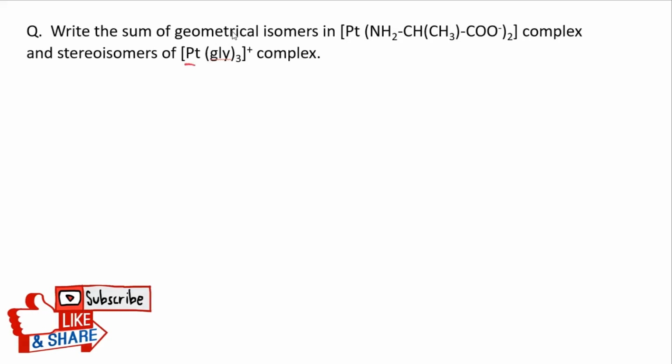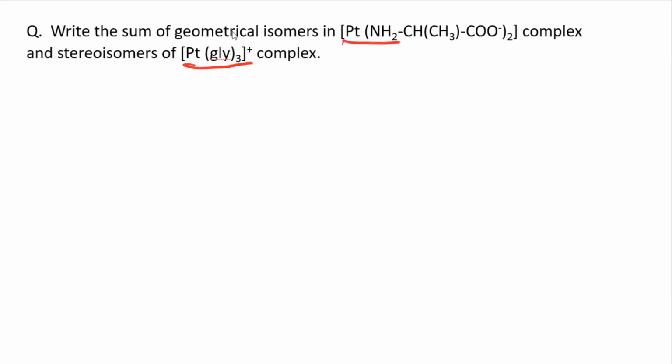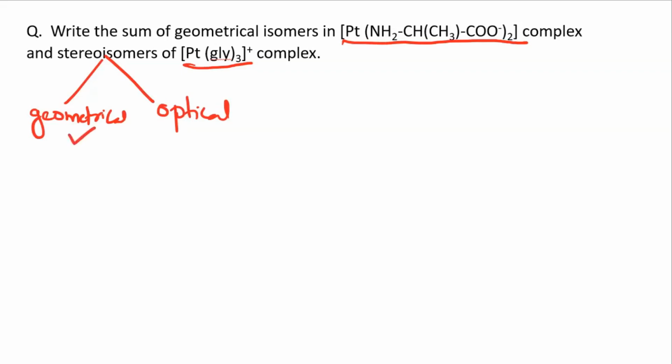So we have two complexes of platinum. For the first complex we need to find the geometrical isomers, and for the second complex we need to find the stereoisomers. Stereoisomers include geometrical as well as optical. So for the second complex we need to find geometrical as well as optical, and for the first complex only the geometrical isomers. Okay, let us do the question.